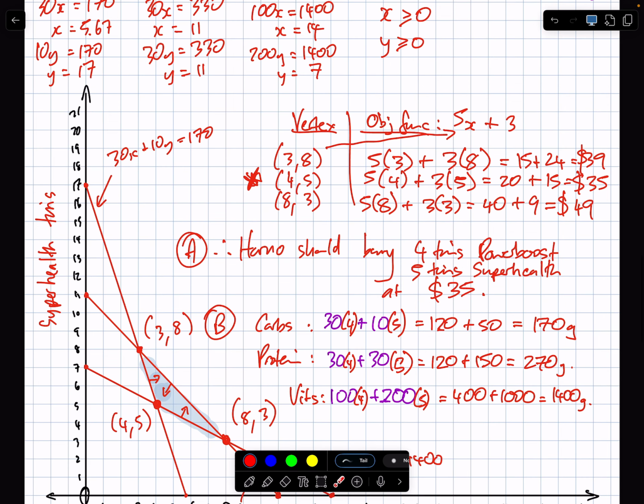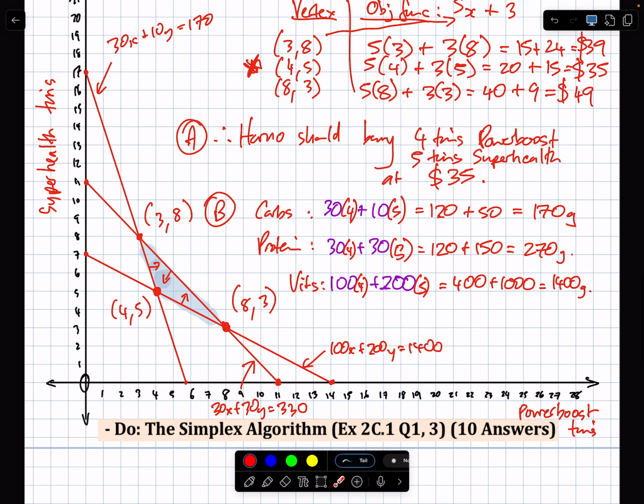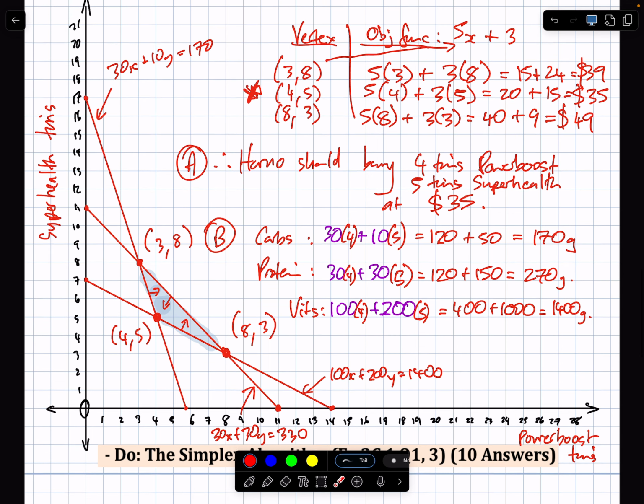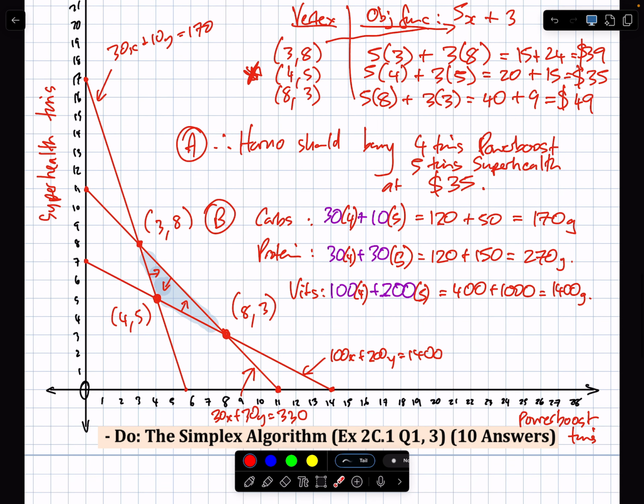But if you just go, okay, it's a simplex algorithm question, and you go, draw, color, label, table, you get faster at it, okay? Just, what is it, the kids say trust or something? Trust. 2C.1, practice that.